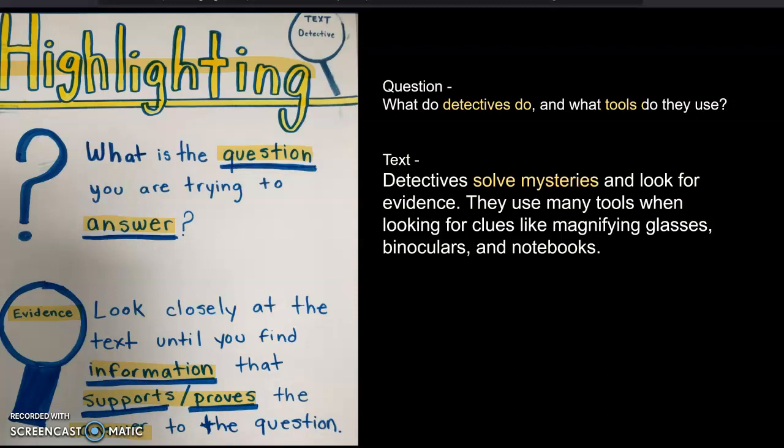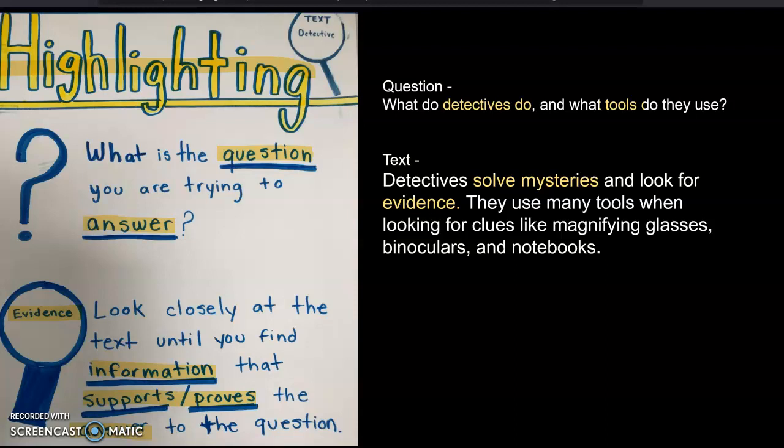Should I just highlight this whole sentence? I don't think so. I am only going to highlight the really important parts. I know that we are talking about detectives, so I don't need to highlight that, but I am trying to point to the answer to our question. It says, what do detectives do? They solve mysteries and they look for evidence. What tools do they use is the second part of our question. Let's see if we can find that.